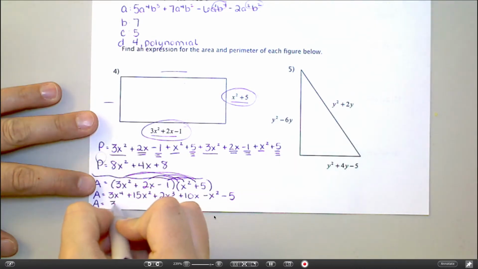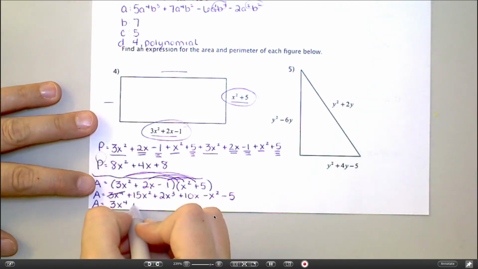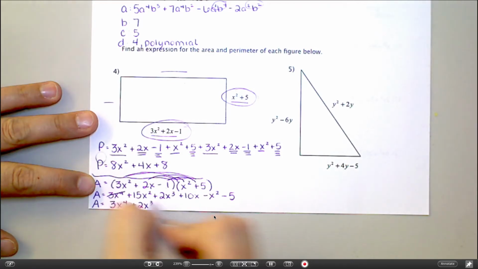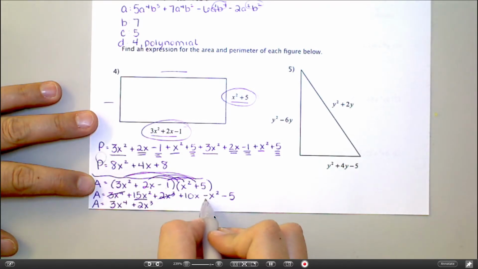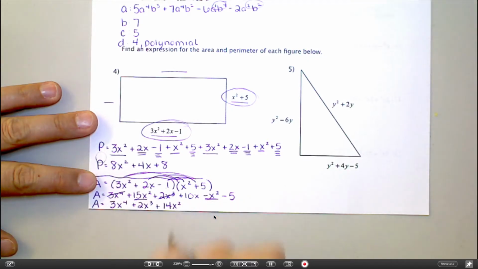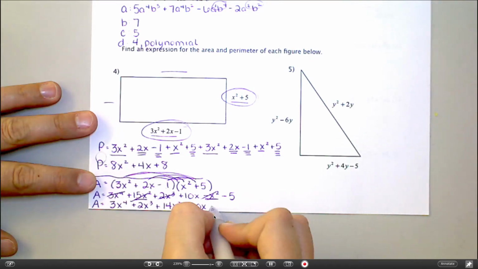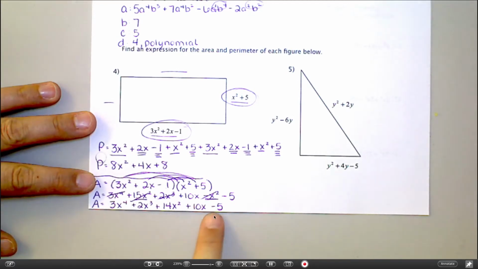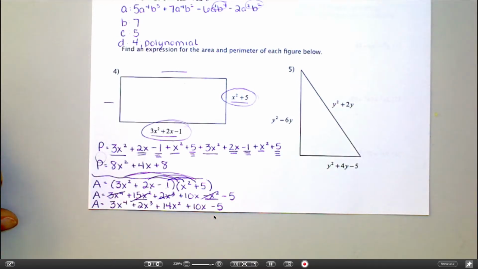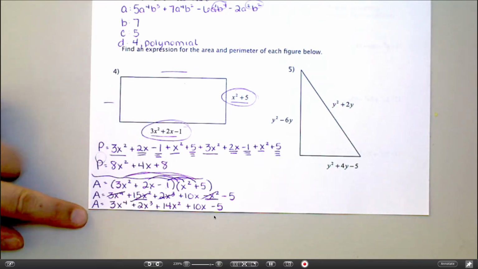So I only have the 3x to the 4th. My x cubed, I have a 2x cubed. I have a 15x squared and a minus 1x squared, so that's going to be 14x squared. And then plus a 10x, and then minus a 5. And that's your total area. That's your expression for area. Okay, so perimeter is all addition. Area is multiplication. Okay? Questions on that?